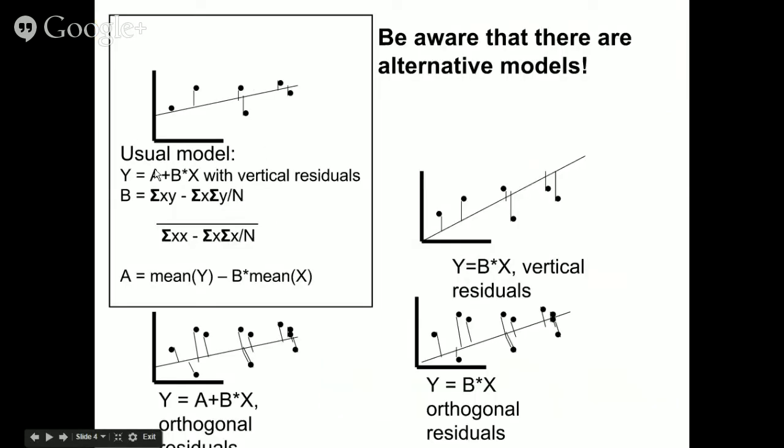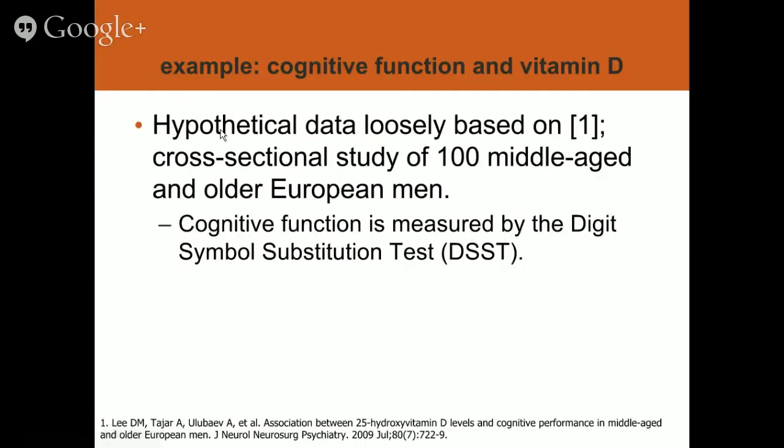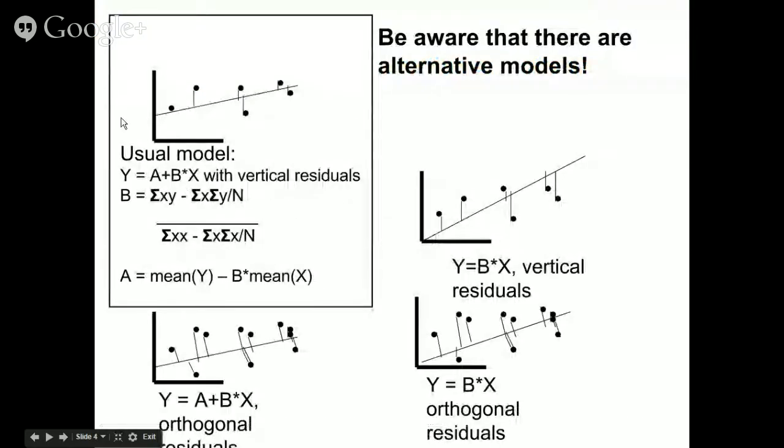See, this is what we're doing, the usual model. We're looking at the distance between each point vertically from the straight line. And notice this has an intercept, right? There are other ways of doing it. We could have gone this way, right? Here, we actually have vertical distances as well, but there is no y-intercept.